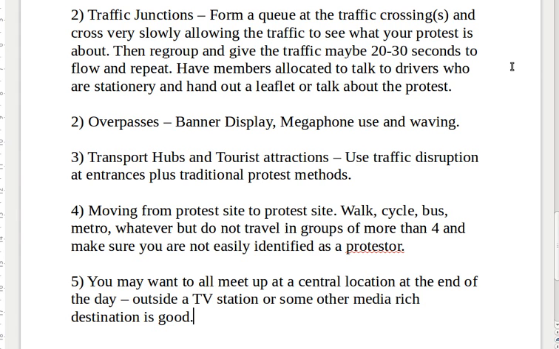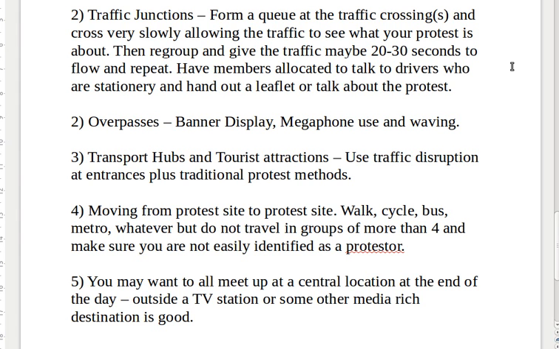So form a queue at any traffic crossings and cross very slowly. Not so slowly that you're going to get moved on, but say as slowly as a little old man with a walking stick would cross. Maybe take 15 to 20 seconds to cross the crossing each person, and you have a queue of maybe 10 or 15 people at each crossing, because don't forget some traffic junctions will have 3 or 4 crossings.